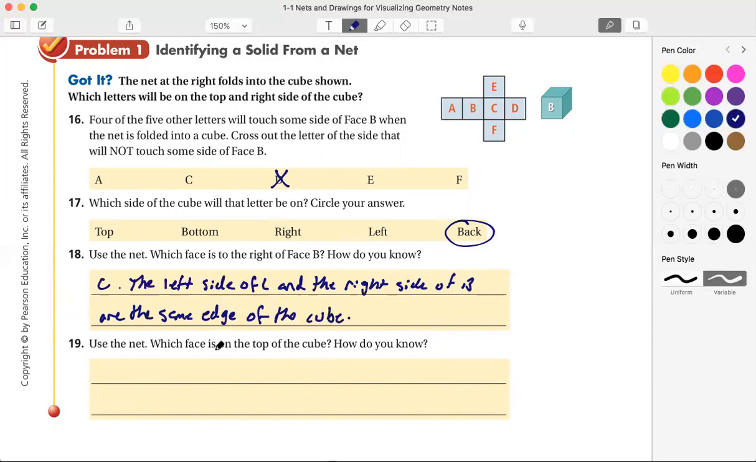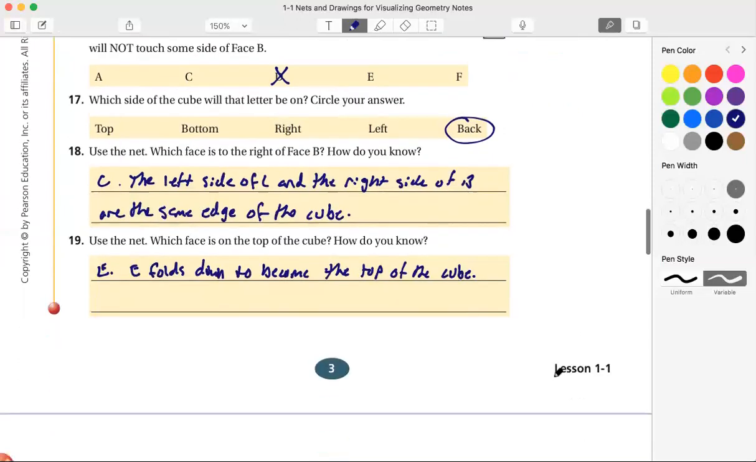Okay, using this net again, which face is on the top of the cube and how do I know? All right, so here's the top of the cube. Again, it needs to touch B eventually. So I'm thinking it's got to be face E. Okay, and one explanation might be the following. So E is going to fold down, as you can see, to become the top of the cube. All right, and let's go to our next page.